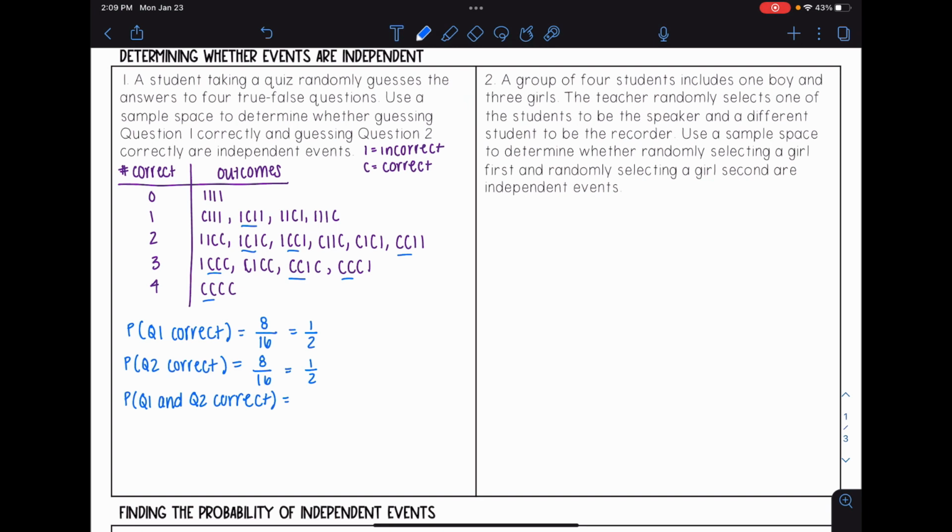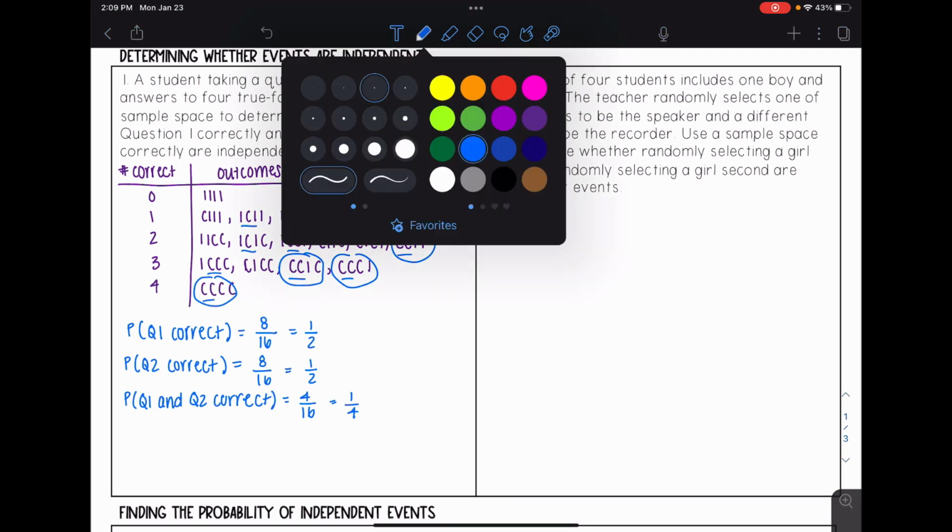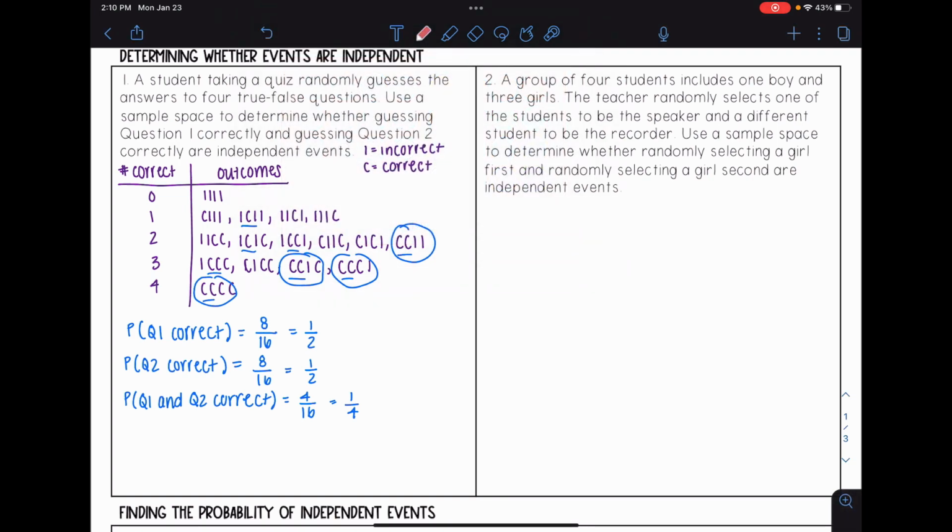And so looking here to see which ones I had question 1 and question 2 correct. So you have 1, 2, 3, 4. So 4 out of 16, which is 1/4. So now I want to see whether if I multiply the first two probabilities, I get my third probability. So when I do 1/2 times 1/2, I get 1/4, which is equal to that third probability. So that means that these are independent.